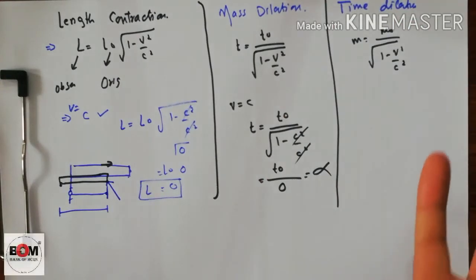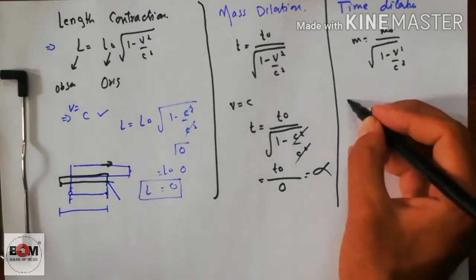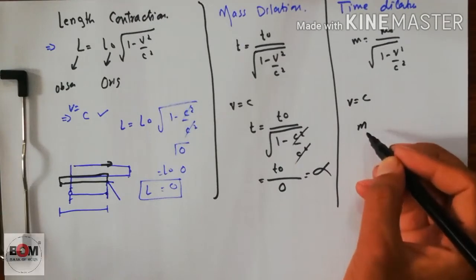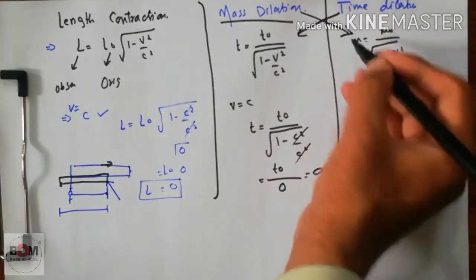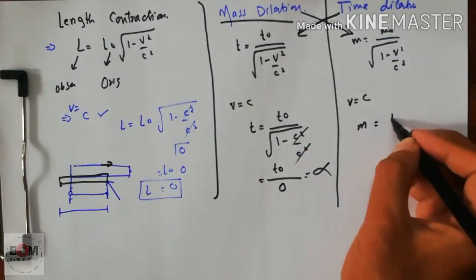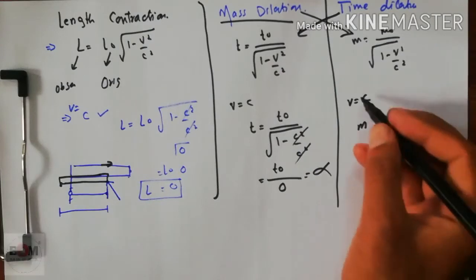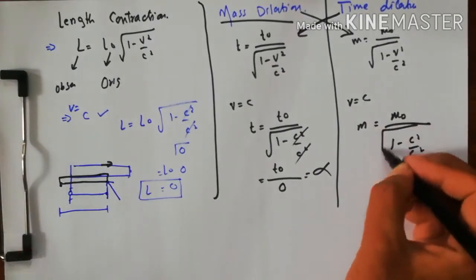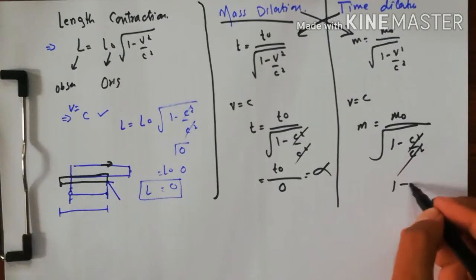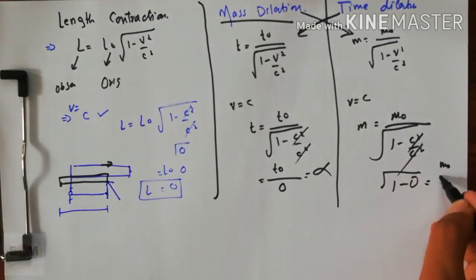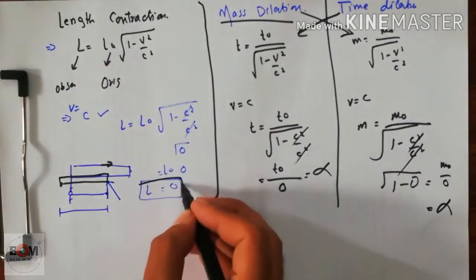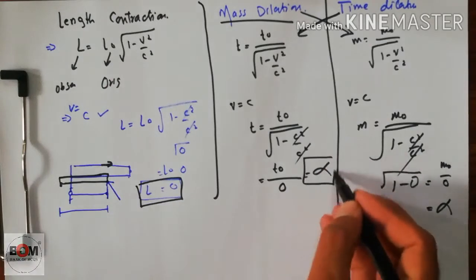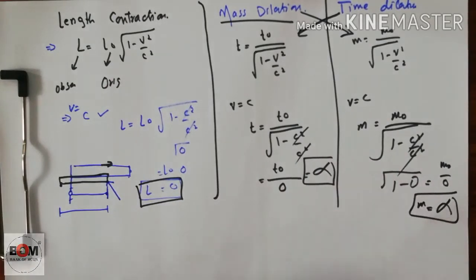Now what will happen to time if a body is moving with the speed of light? This is time dilation and this is mass dilation. So M is equal to M naught divided by the root of 1 minus v square by c square, putting v is equal to c, c square cancels with c square, 1 minus 1 is equal to 0. So M naught divided by 0 is equal to infinite. So if a body is moving with the speed of light, then its length will be equal to zero, its time will be infinite, and its mass will also be infinite.